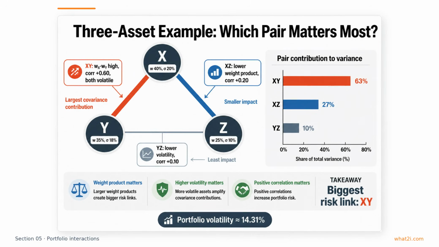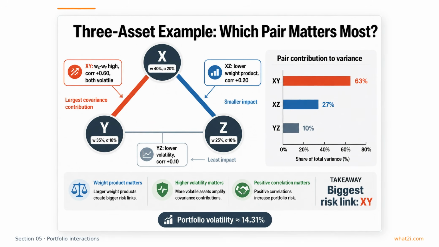In larger portfolios, some asset pairs matter much more than others. This 3-asset example shows that the XY pair contributes the most to variance, even though the portfolio also contains XZ and YZ interactions. That happens because pair contribution depends on 3 things at once: the weights of the assets, their standalone volatilities, and their correlation.